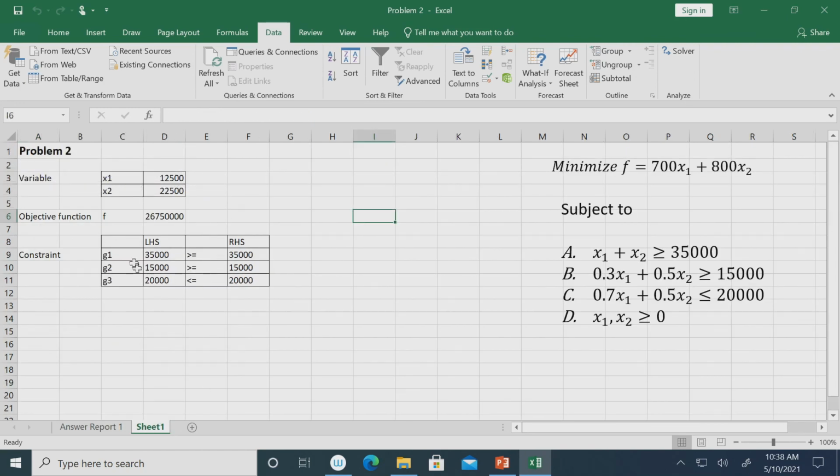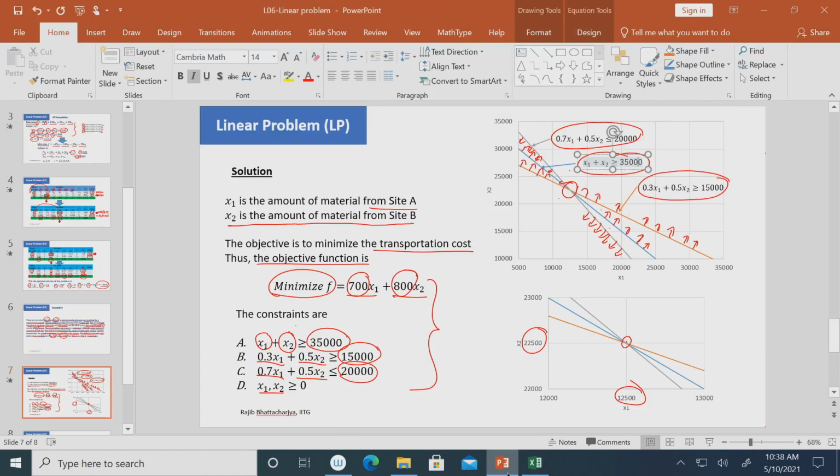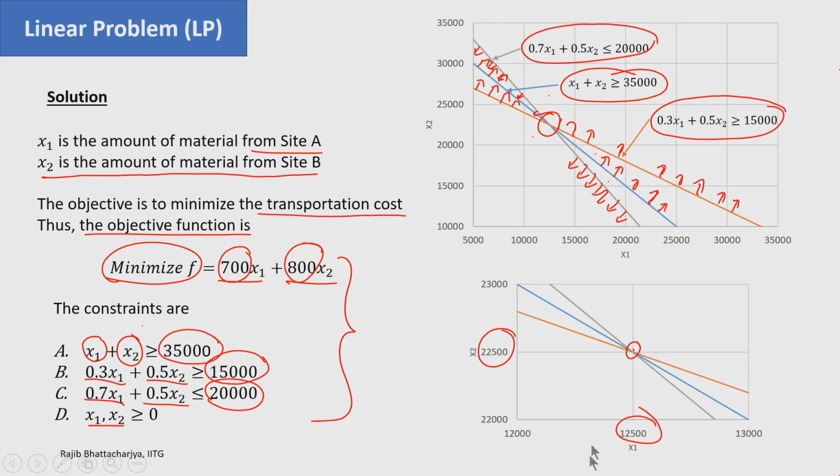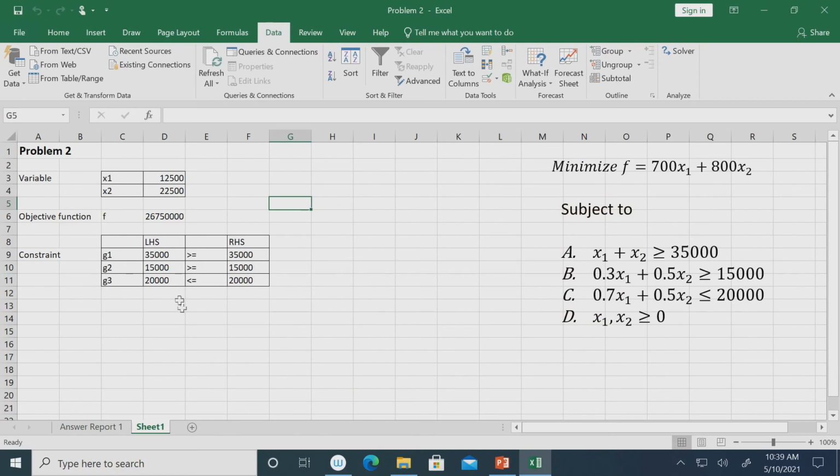Okay. So, you can see all three constraints are satisfied. The first constraint is greater than or equal to 35,000, the second one is greater than or equal to 15,000, and the third one is less than or equal to 20,000, and we got the solution, the same problem you can see. So, this is the solution of this particular problem. You can see the solution is x 1 equal to 12,500 and x 2 equal to 22,500. And here also we got the solution that x 1 equal to 12,500 and x 2 equal to 22,500.